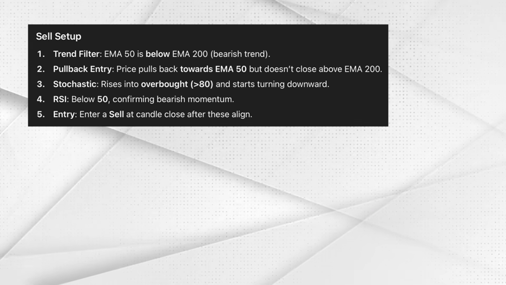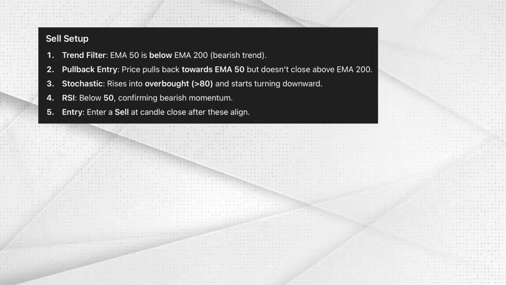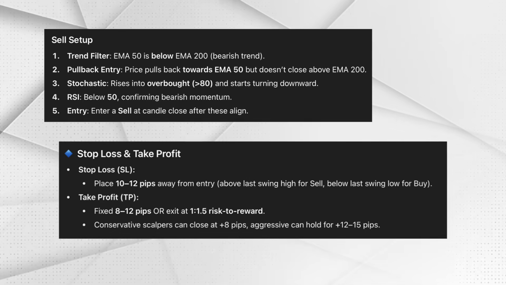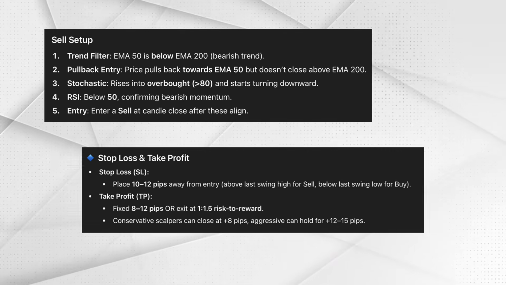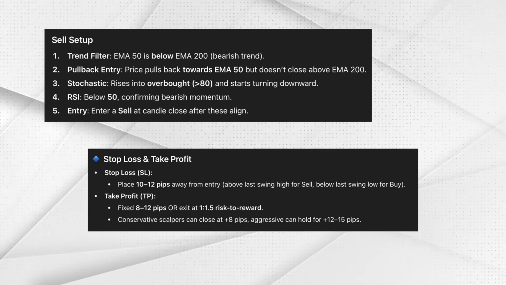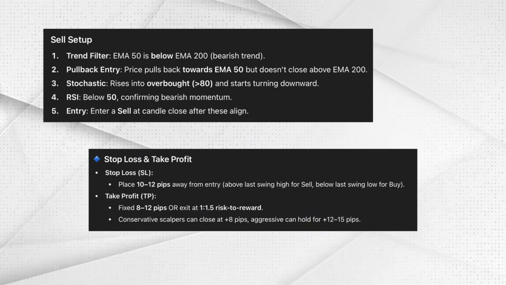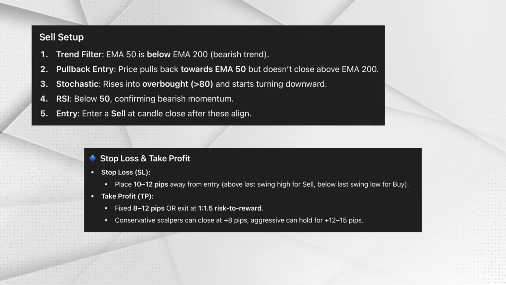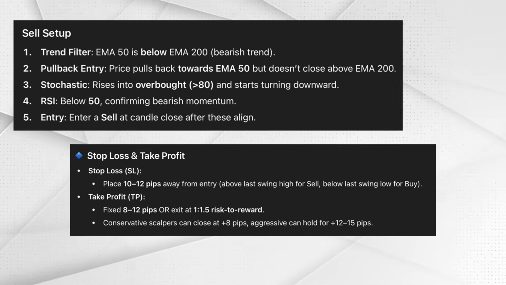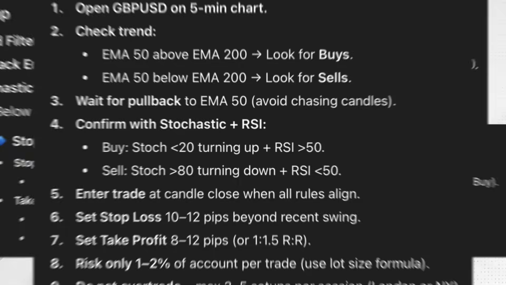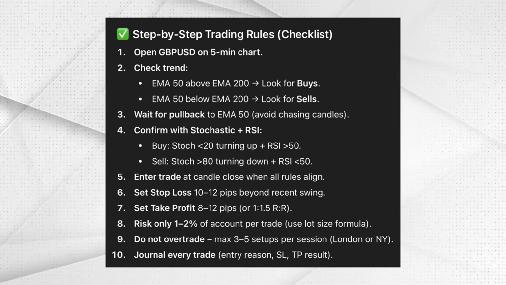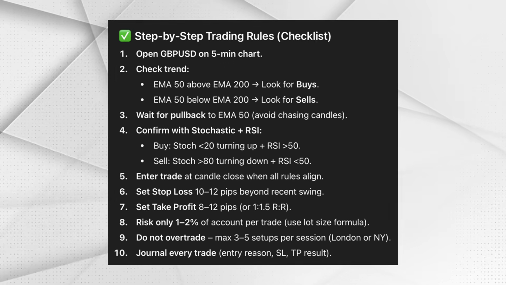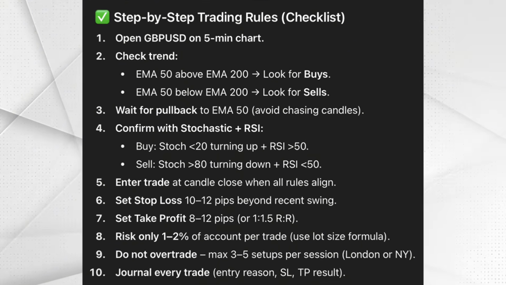Now, risk management is simple. Every trade uses just 10% risk of the account balance. Stop loss goes around 10 to 20 pips beyond the recent swing, and the target is usually 1.5 R, so about 15 to 30 pips profit, depending on the setup. Pretty tight, but that's the nature of scalping. So yeah, that's the exact step-by-step checklist that I'll be following in this experiment. Let's see if this scalping strategy can actually hold up in live trades.